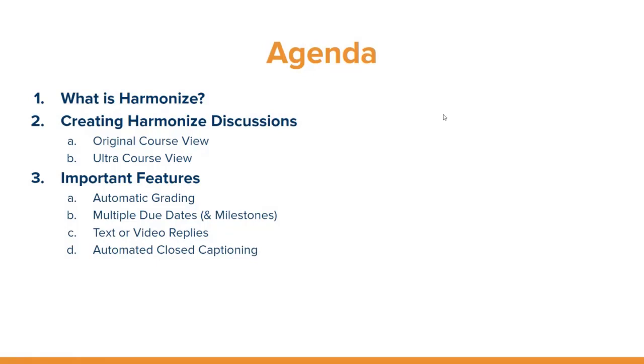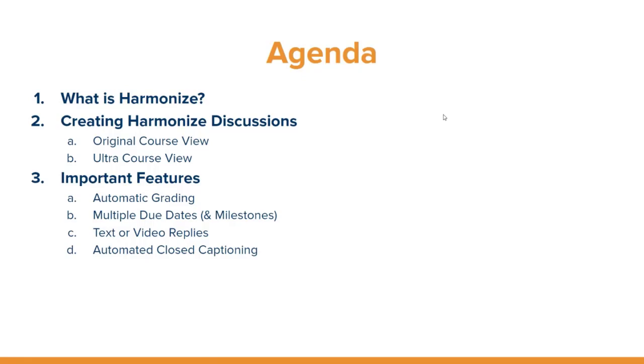So I'm going to show us how to do it in the original course view, and then how to create the discussions in the Ultra course view, since we do have some classes in original still, and then moving more towards Ultra. And then lastly, I want to discuss some of the important features that I think Harmonize has, which are different from Blackboard's discussion features. So some of those are automatic grading, you can assign multiple due dates, video replies, and then automated closed captioning for those replies.